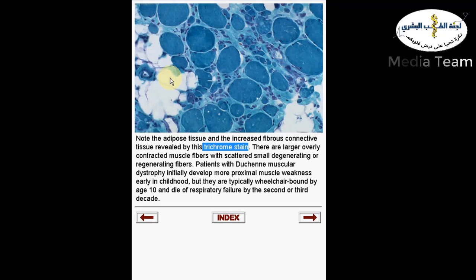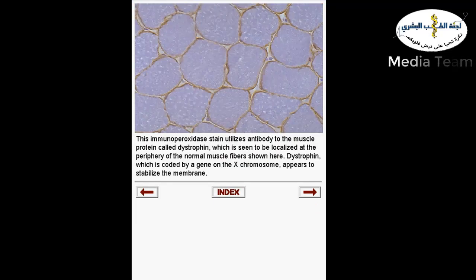They are wheelchair bound by the age of 10, and unfortunately they will die of respiratory failure because of what? Because of failure of the diaphragm muscle. We depend on our diaphragm muscle for respiration. So when this muscle is affected, they will die with respiratory failure and with lung pneumonia. So it's a very aggressive problem.